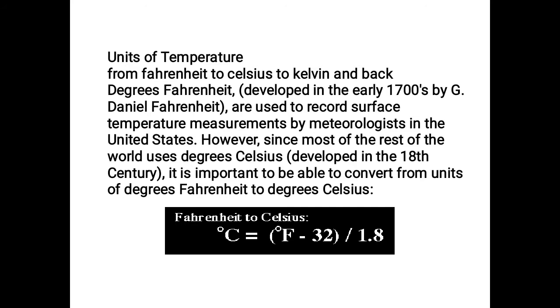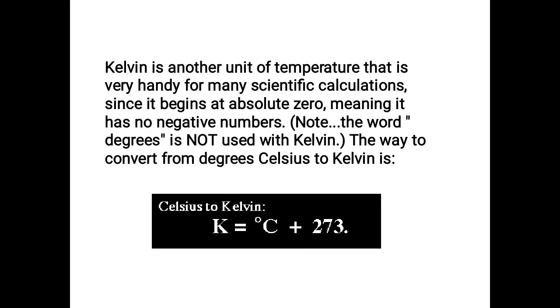divided by 1.8. Kelvin is another unit of temperature that is very handy for many scientific calculations since it begins at absolute zero, meaning it has no negative numbers. Note the word degrees is not used with Kelvin. The way to convert from degrees Celsius to Kelvin is: K is equal to degrees Celsius plus 273.